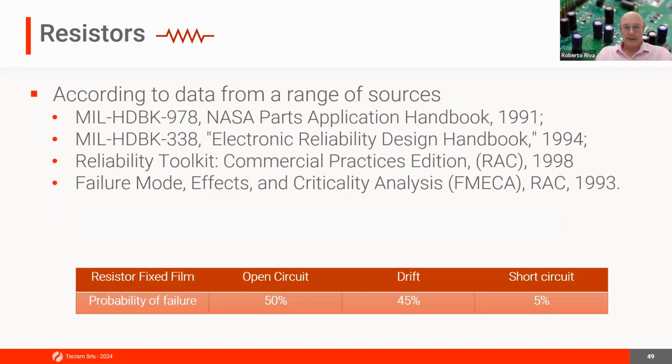So we started with resistors, and we looked into data for the resistors, and this is data from FMEDA or FMECA, if you want. For the resistor, it was telling us 50% of failures were due to open circuit, 45% were due to drift, and 5% were due to short circuit. And these are mainly military documents, quite old, the MIL handbook and the Reliability Analysis Center book.